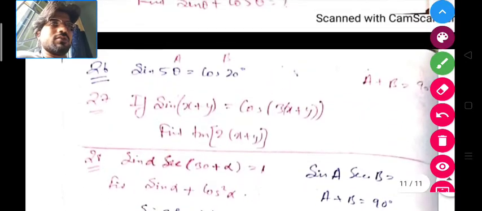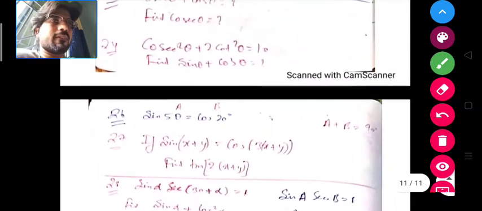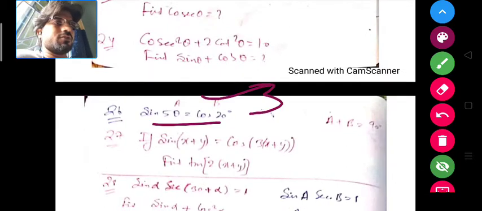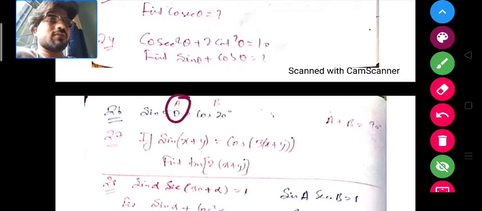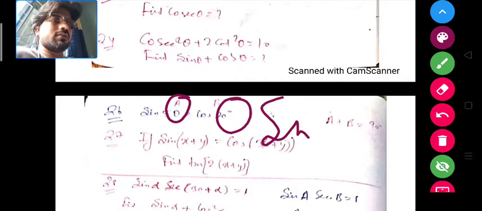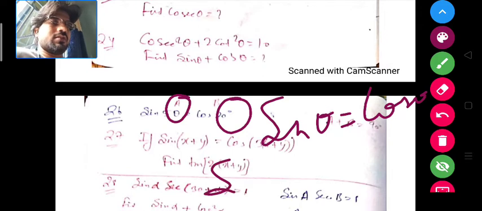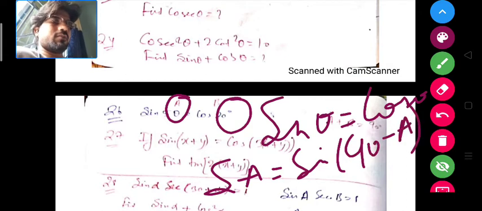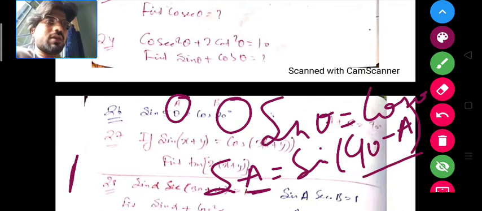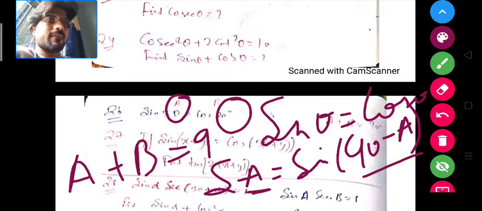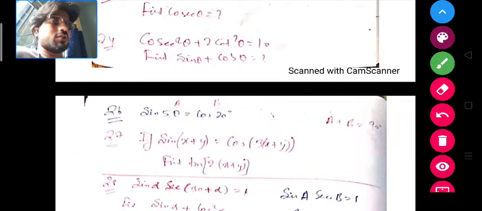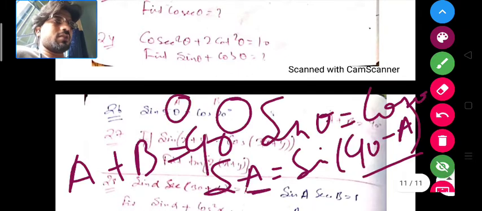Okay, so you are given that sine 5 theta is equal to cot 20 degree. So you know that this angle is equal to A and this angle is equal to B. Whenever sine theta is equal to cos theta, that means sine A is equal to sine 90 minus A. That means this theta is equal to this theta, which means A plus B is equal to 90 degree. So solve it. You have A plus B is equal to 90 degree.